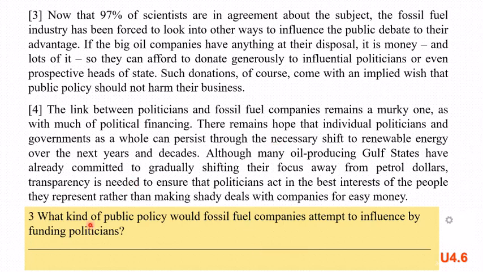So question 3, it would be very similar to question 2, so I'll give you less time. What kind of public policy would fossil fuel companies attempt to influence by funding politicians? So I would like you to be more specific about public policy. So you may start your answer with public policy that is about, and then you can continue to write your answer.